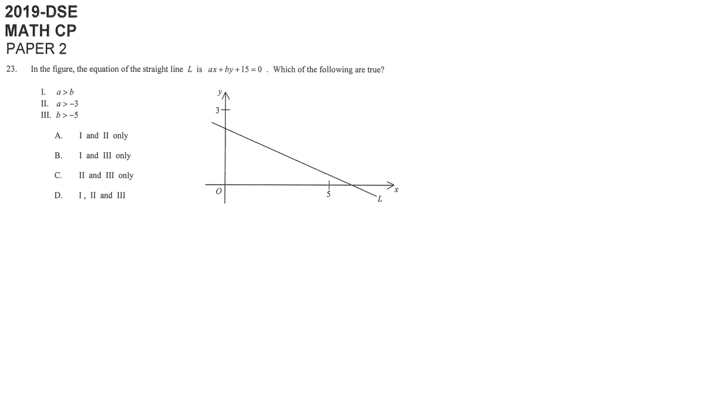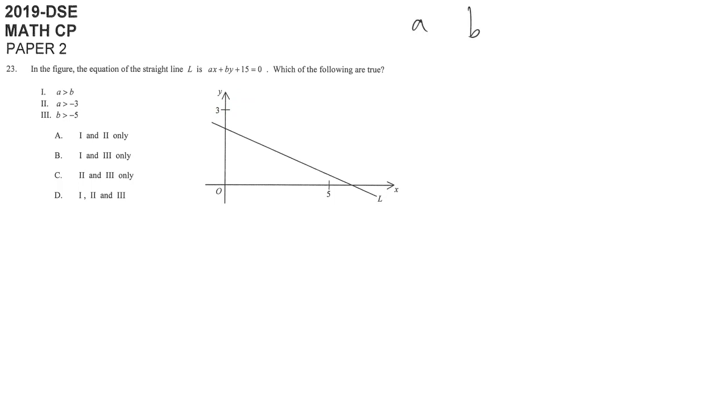Question 23. This is a question about equation of straight line again. But this question is better than the similar type questions in previous years, because only one line is involved and we only have two unknowns, A and B. So it's relatively easy. And don't forget to handle this kind of inequality.